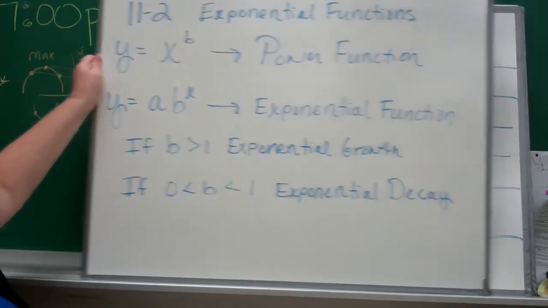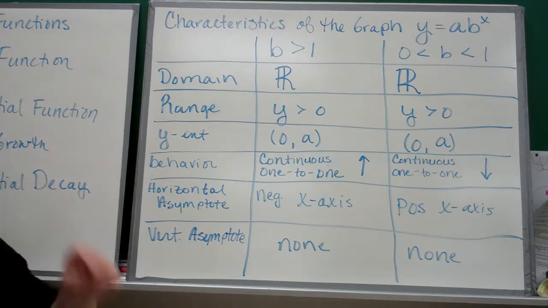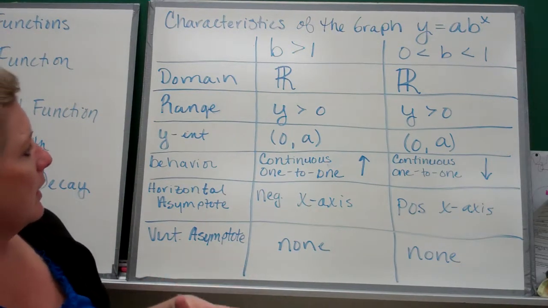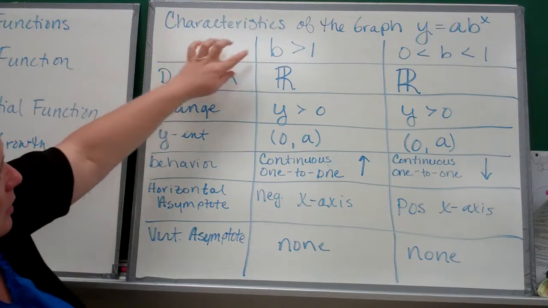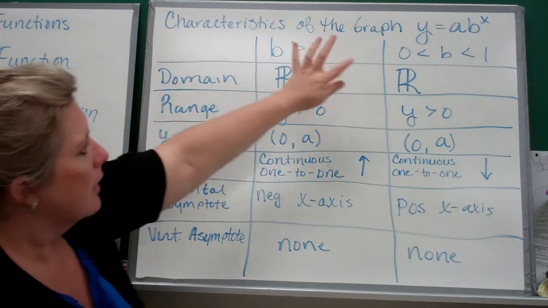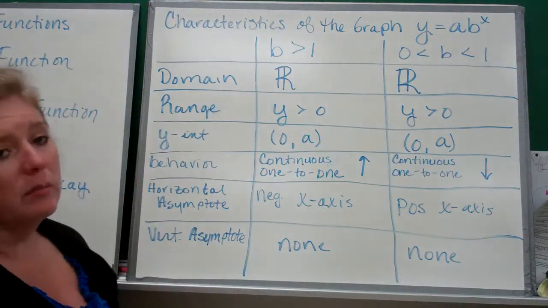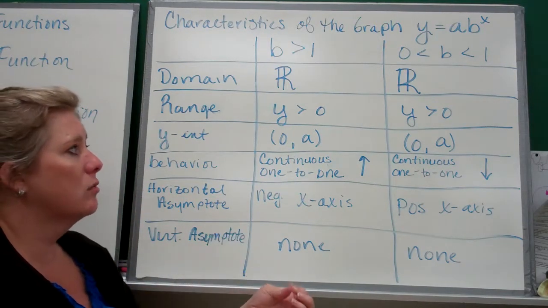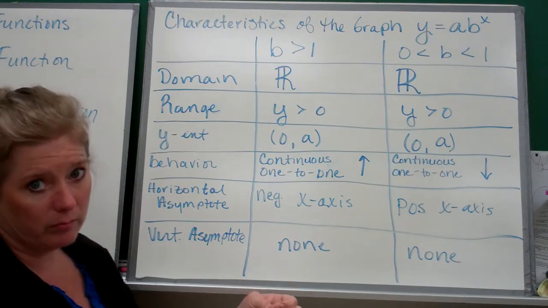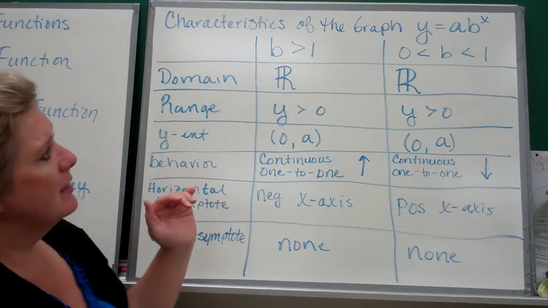Some properties of exponential functions, characteristics of the graph, starting with domain and range. Okay, domain and range. Here is an exponential growth, exponential decay. Domain and range are the same. Domain is going to be all real numbers for both, and your range for both will be y is greater than 0, period.